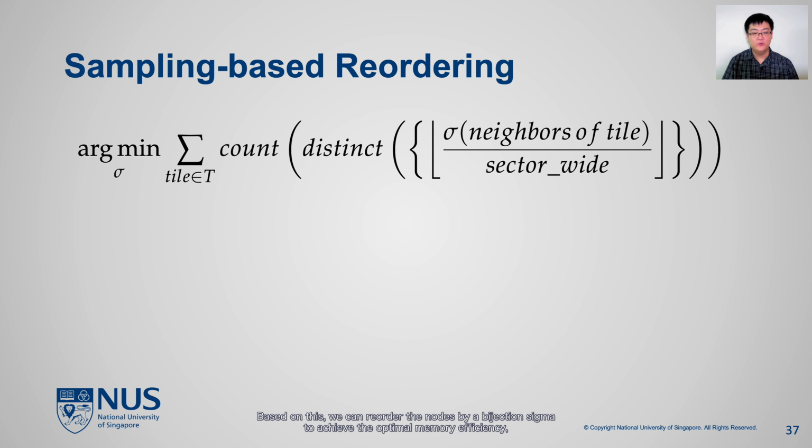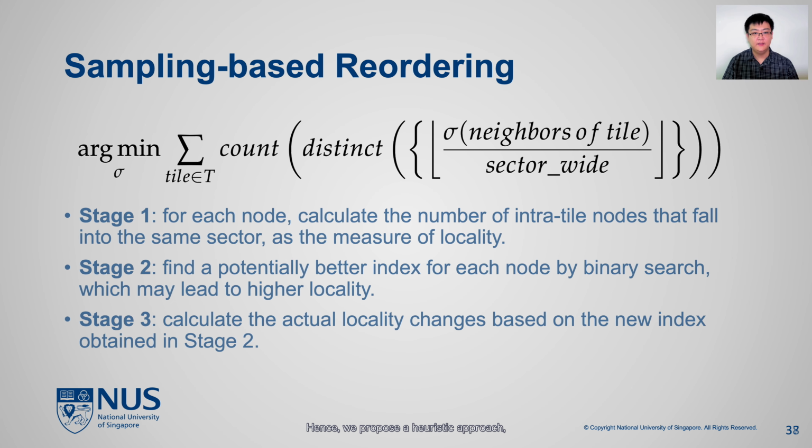Based on this, we can reorder the nodes by a bijection sigma to achieve the optimal memory efficiency, that is, load the minimal number of memory sectors to access the required data. We have proven that such optimization is NP-hard. Hence, we propose a heuristic approach, sampling-based reordering, to derive the formulation. The main idea is that for each node, we try to search a new index for it, which enables the node to have more intra-tile neighbors within the same sector.